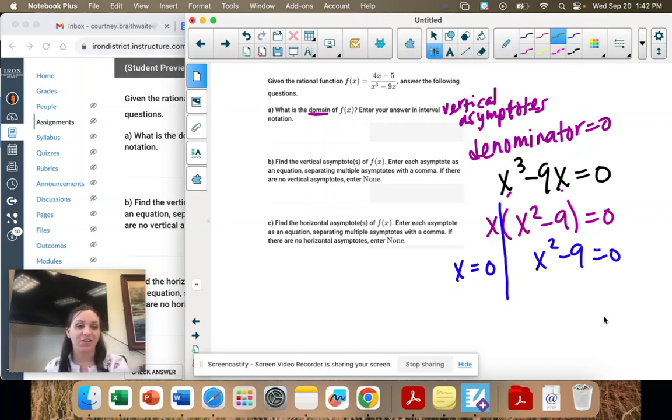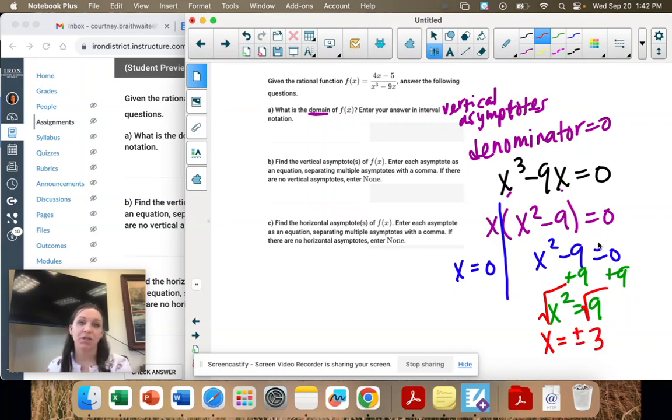Do you remember how to solve this? Add 9. X squared equals 9. And then to get rid of a square, use square root. So x equals plus or minus 3. Whenever you take a square root of something, remember our answers are plus or minus.